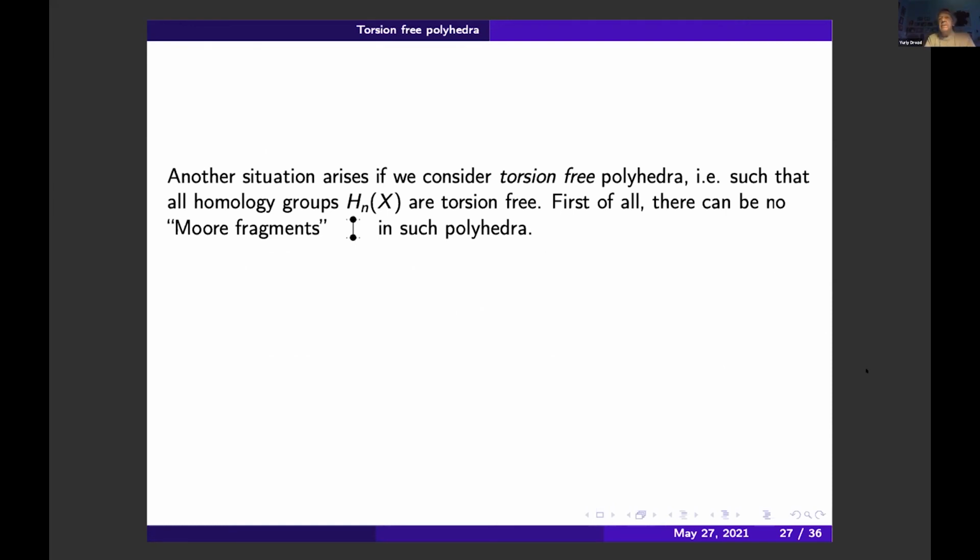Fortunately, there is another case when we can do more. It is when we consider torsion-free polyhedra. That means the polyhedra such that all their integral homology groups are torsion-free. How does it simplify things? First of all, there can be no Moore fragments in such polyhedra because each Moore fragment gives torsion.